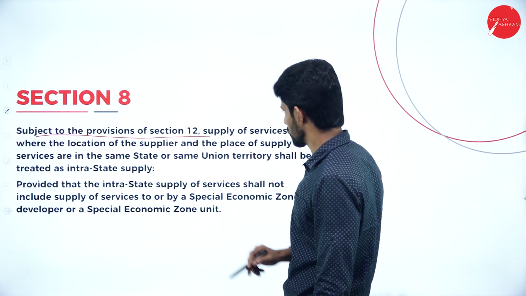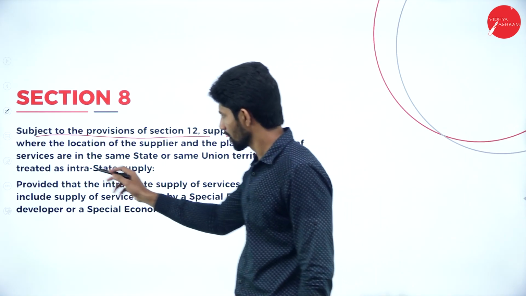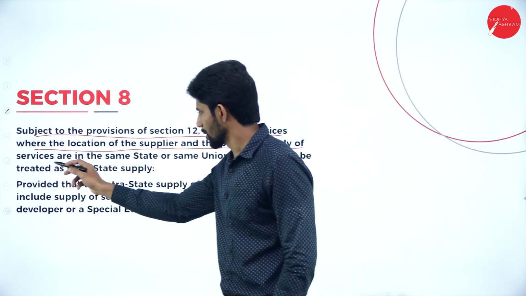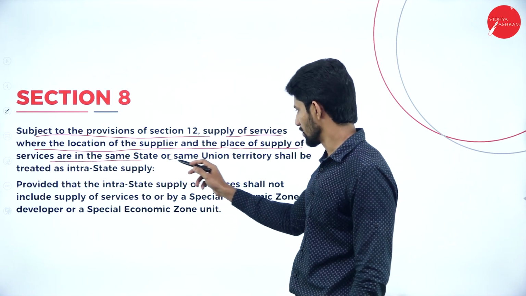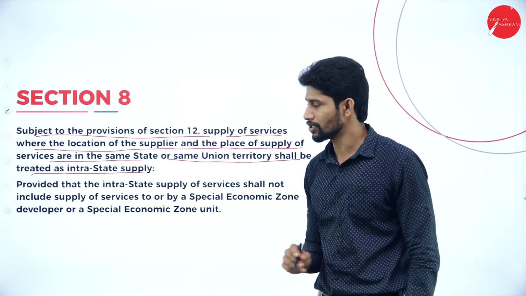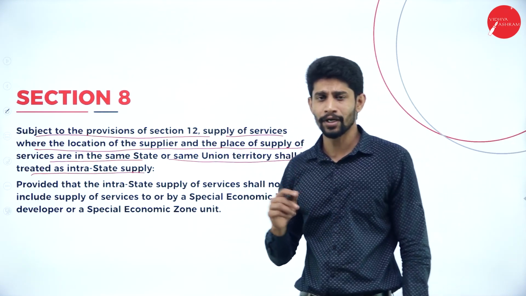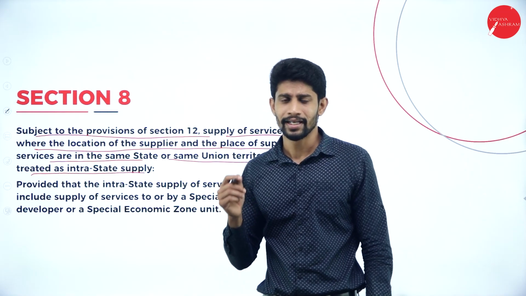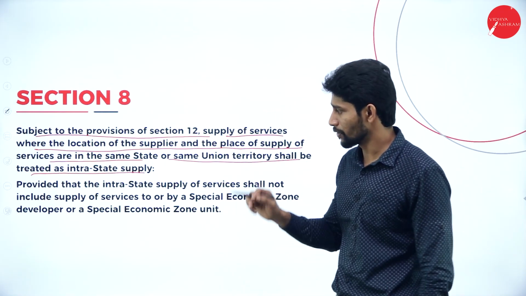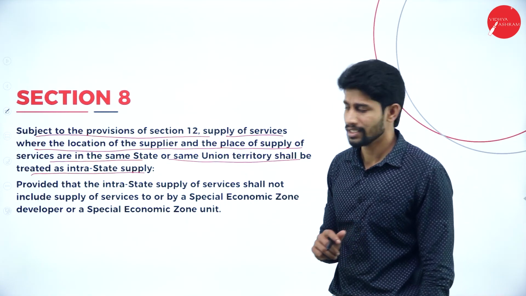subject to the provision of section 12, supply of services where the location of the supplier and the place of the supply of services are in the same state or in the same union territory, treated as intrastate supply. That means with respect to services, the supply of services are done in the same state. If the receiver of the service and the supplier of the services are in the same state, then those kind of services will be treated as intrastate supplies.